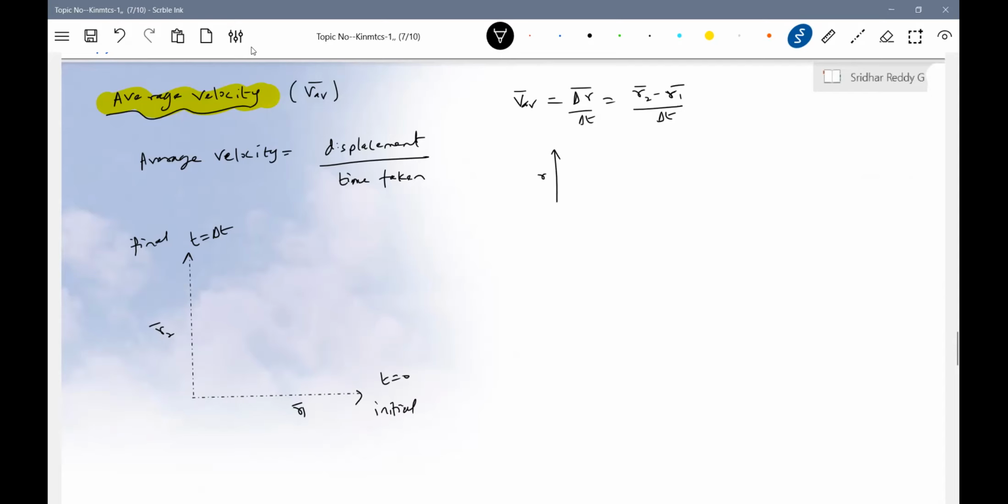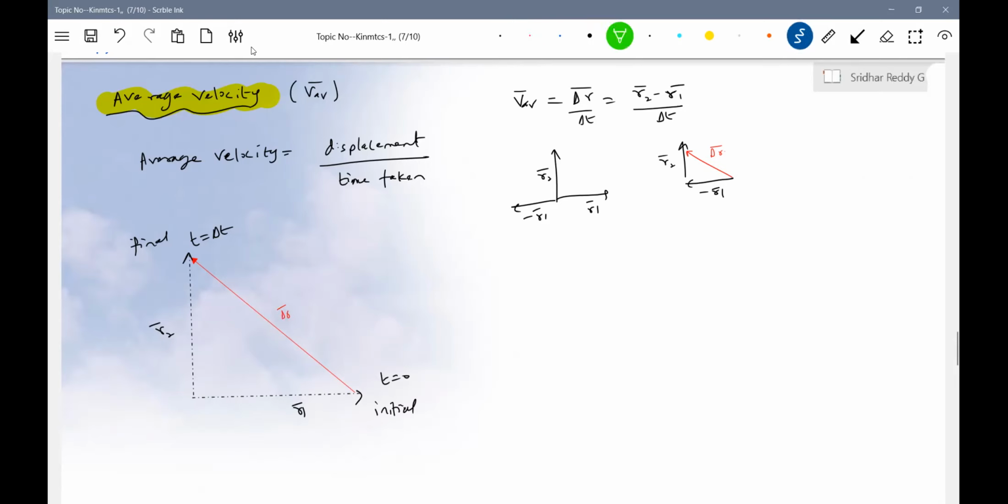So this is R2 bar. This is R1 bar, and minus R1 bar will be in this direction. Then if I shift it, minus R1 bar plus this R2 bar, this will be the delta R bar. Okay, fine. So what is it telling? The displacement, the average velocity, will be directed like this. This is the delta R bar.